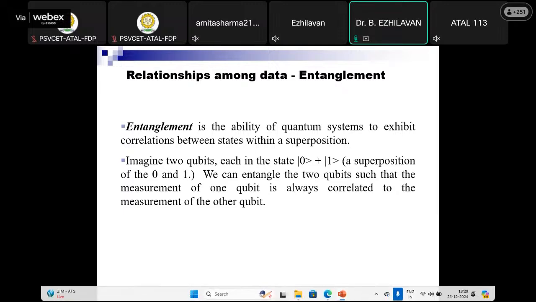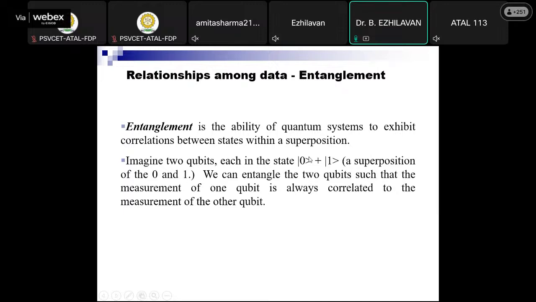Similarly, imagine two qubits, each in state 0 ket plus 1 ket, a superposition of 0 and 1. If we entangle these two qubits such that the measurement of one qubit is always correlated to the measurement of the other qubit, then if we change anything here, it will affect the same in another place also. This is entanglement. If we have twins, whatever one person is doing, the other person also does the same thing.